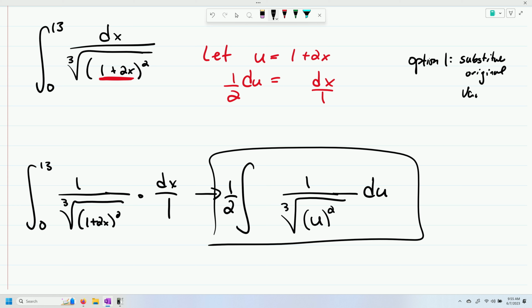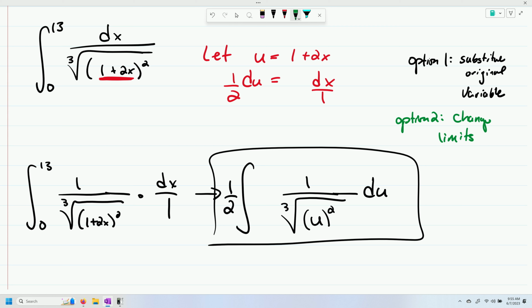All right, you could totally do that if you want. Option 2, change your limits of integration. So change your limits. So what I'm going to do is I'm going to change the limits.